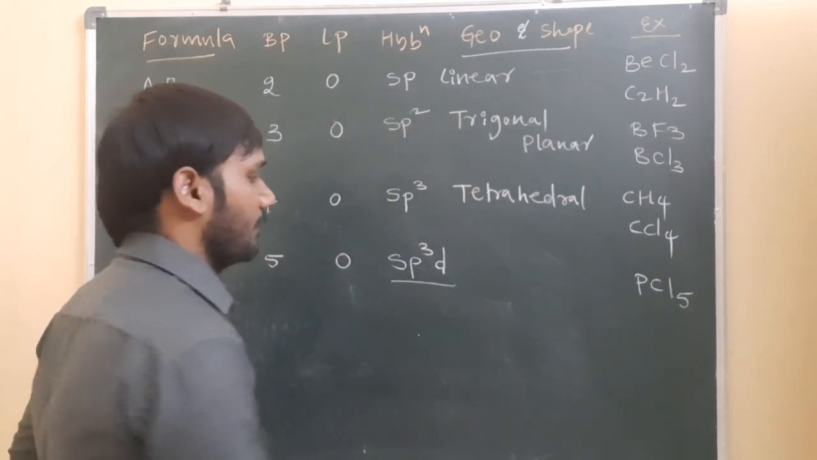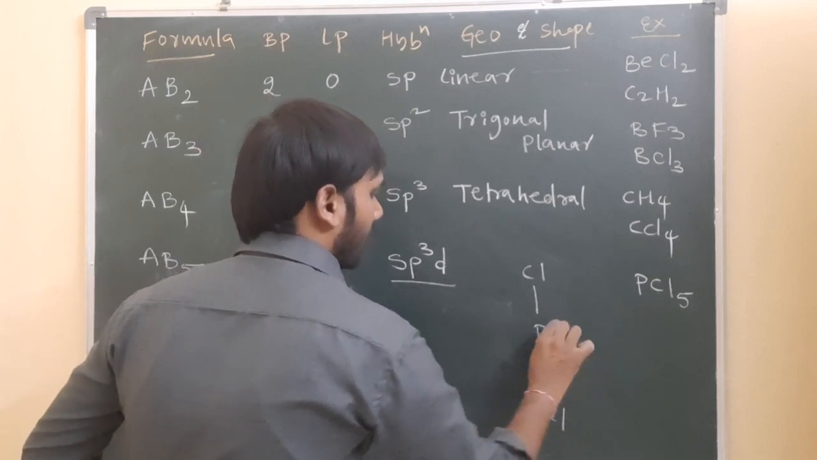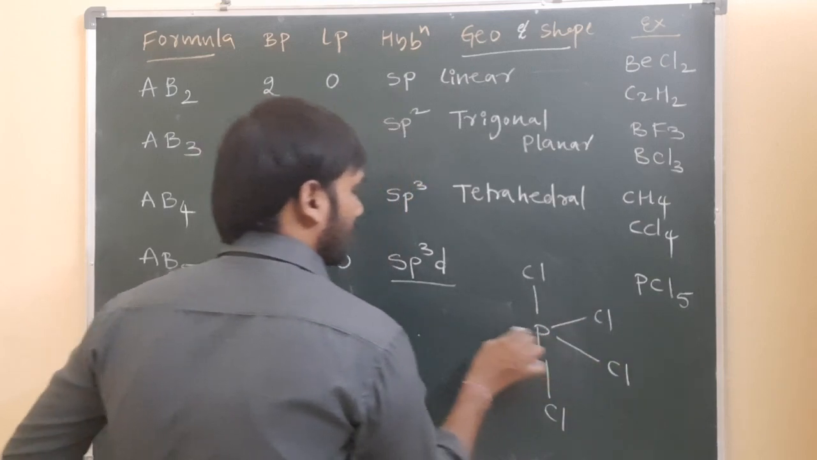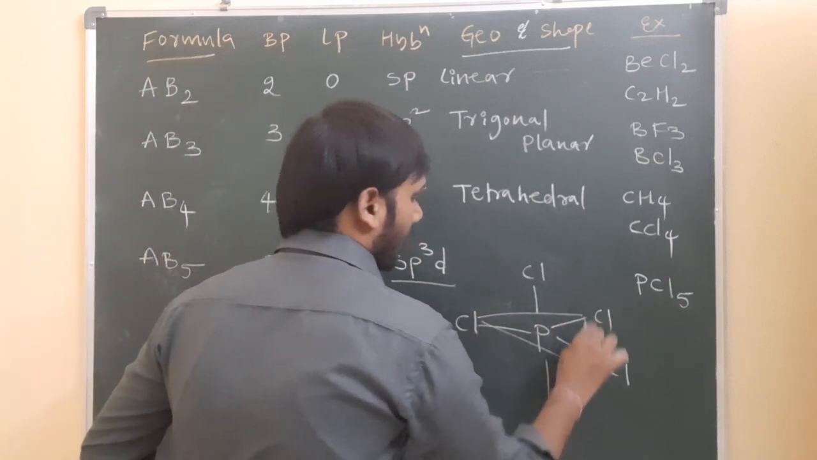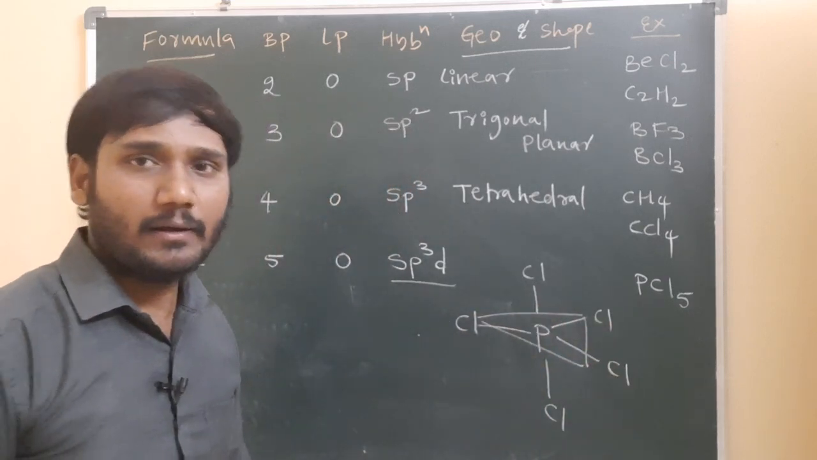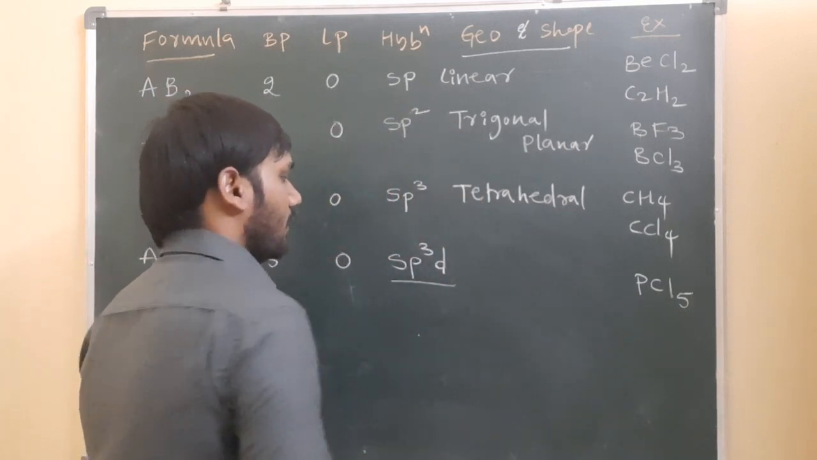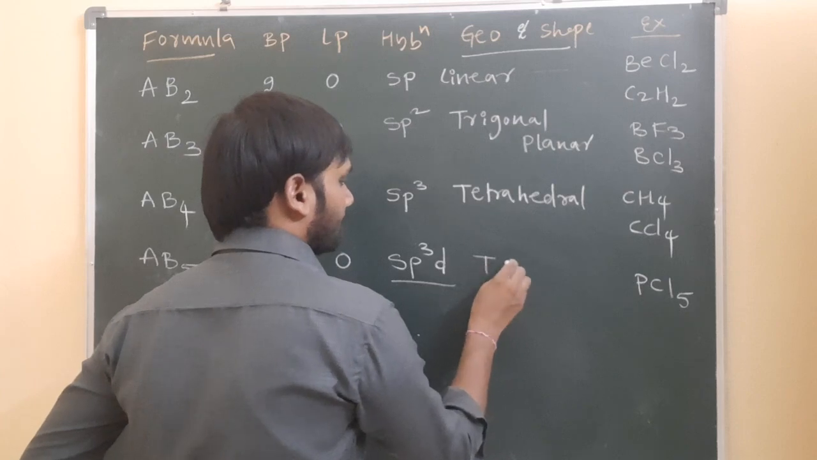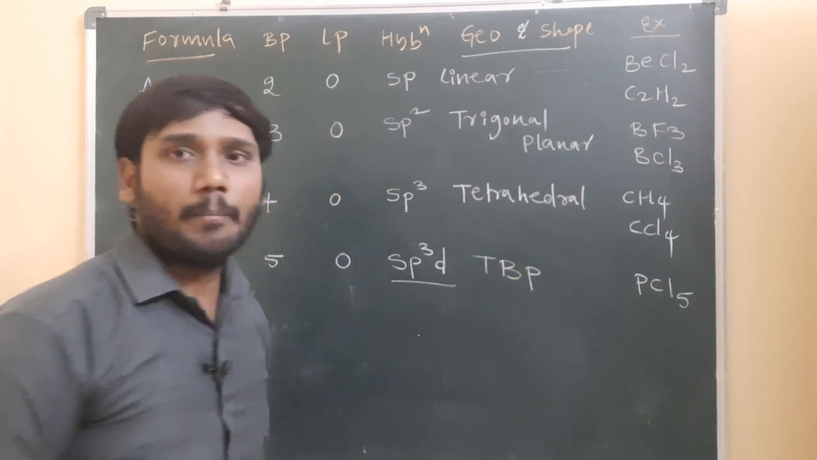Phosphorus pentachloride: this is the structure of phosphorus pentachloride. What is the shape of the molecule here? Geometry and shape are the same because there is no lone pair. Sorry, not trigonal planar, it is trigonal bipyramidal.